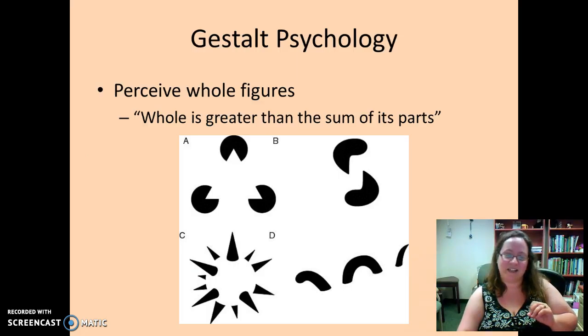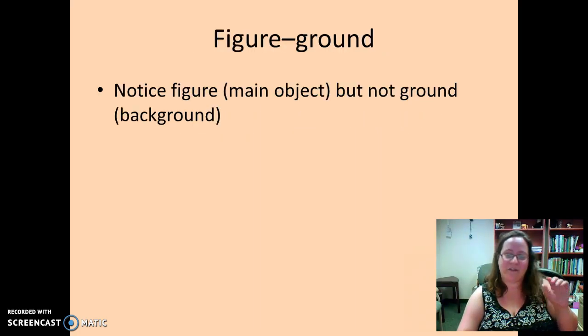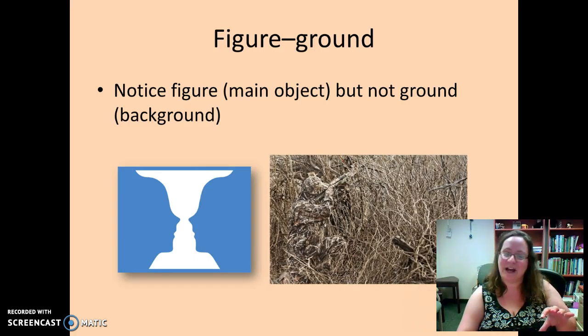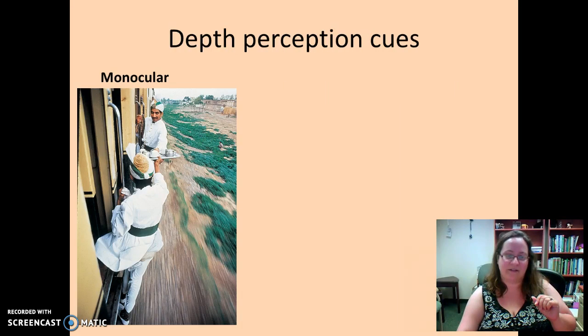The Gestalt psychologists perceived whole figures, so this is a form of psychology where they said the whole is greater than the sum of its parts. They'd be very interested in how we can perceive a triangle in A instead of just white space. Our figure-ground relationship you can review in the book, but generally with camouflage we notice the figure, but we don't notice the ground. We don't notice the background.